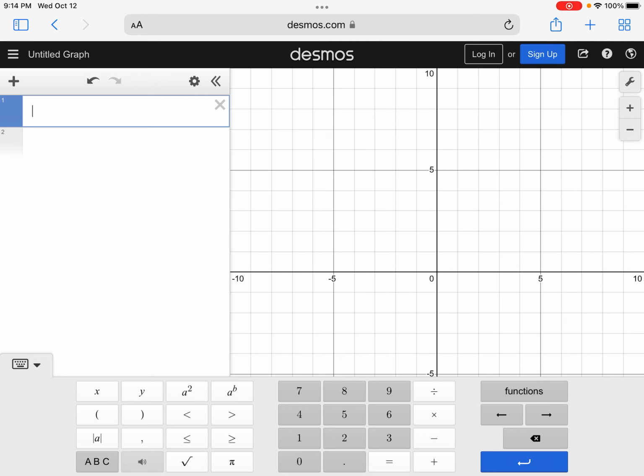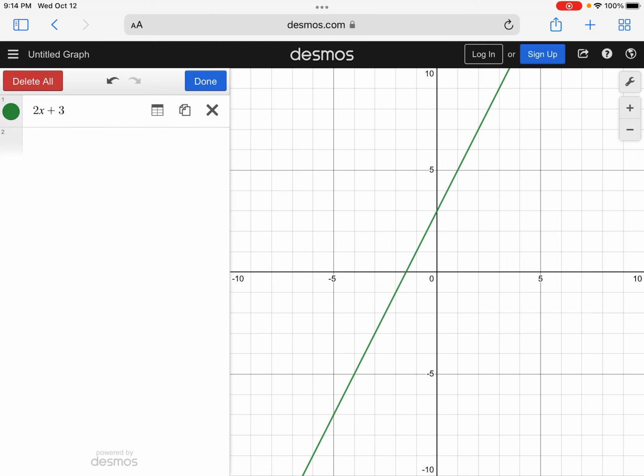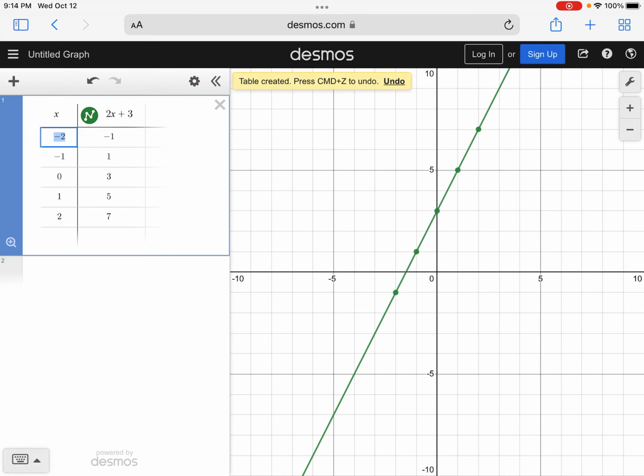But here's what I would like you to do today. Go to your Desmos graphing calculator and type in 2x plus 3. And sure enough, we have ourselves a nice looking linear function. But I want to do a little bit more than that. So hit the gear looking button right there. And then you've got a couple options, and the one that I would like you to hit is the table.